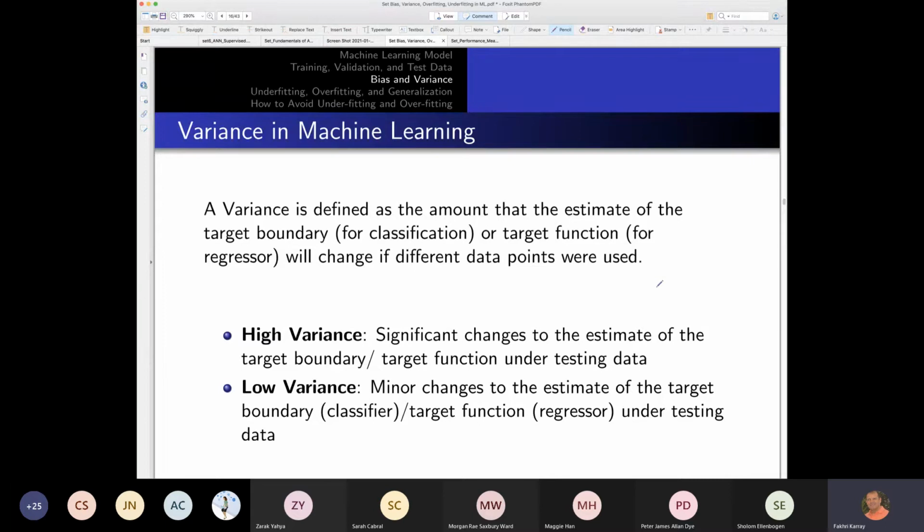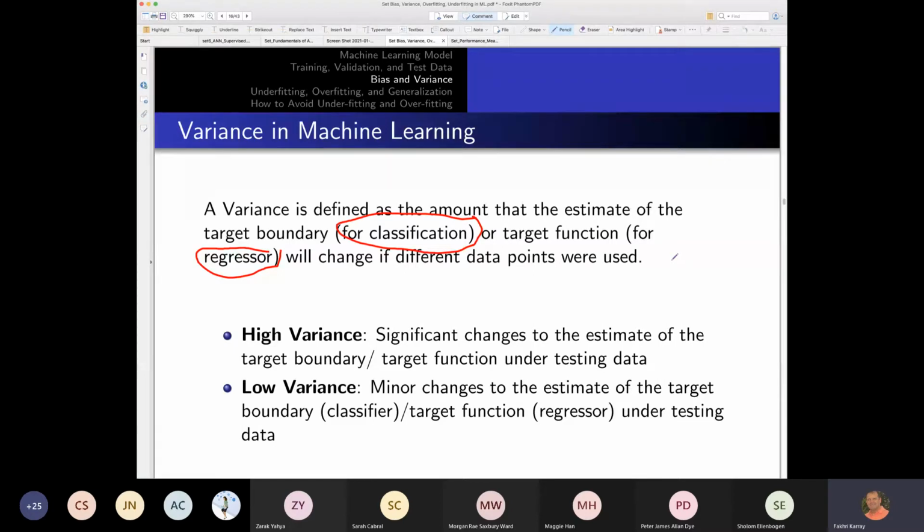Variance in machine learning. Let's look at the variance in machine learning and what its importance is with respect to model building. Variance is defined as the amount that the estimate of the target boundary for classification, or target function for a regressor, will change if different data points were used. So what does that mean? We would like a system that, when we build it from a set of training data points, generalizes well to other data points that the system did not see before.